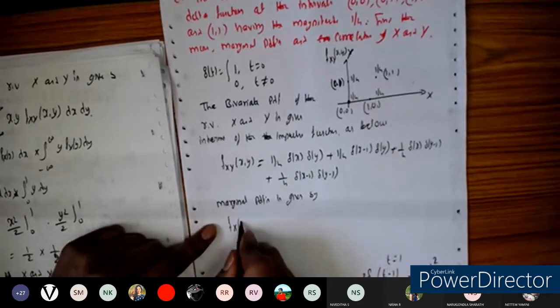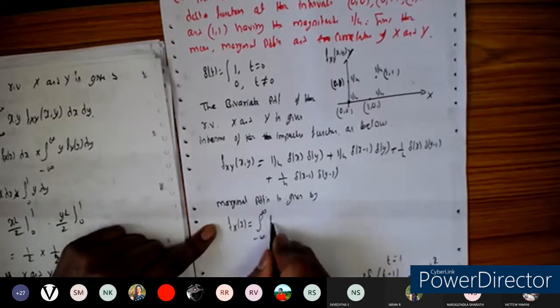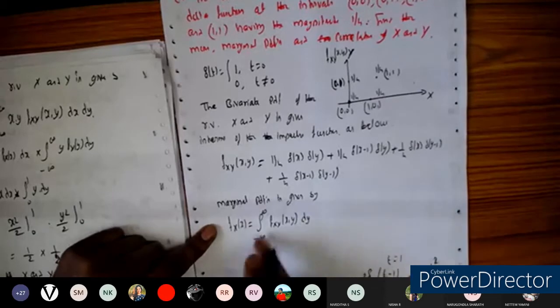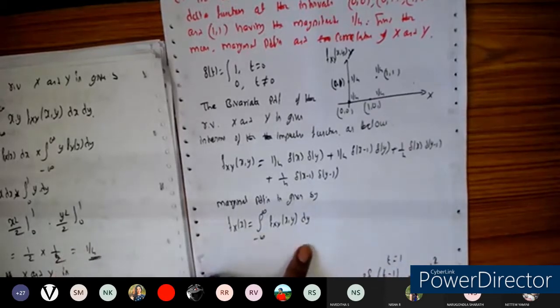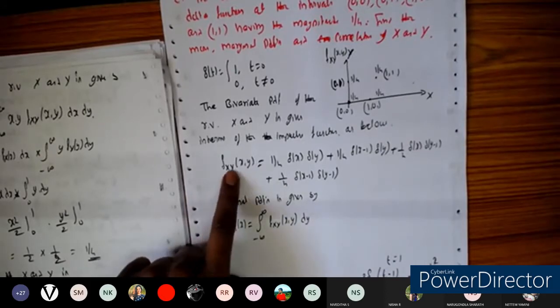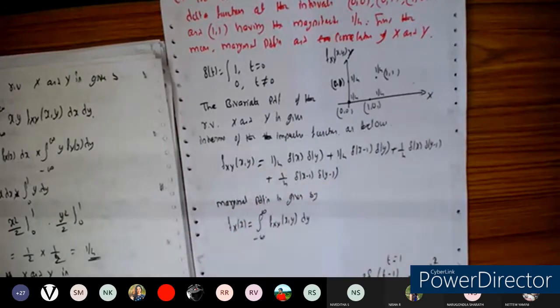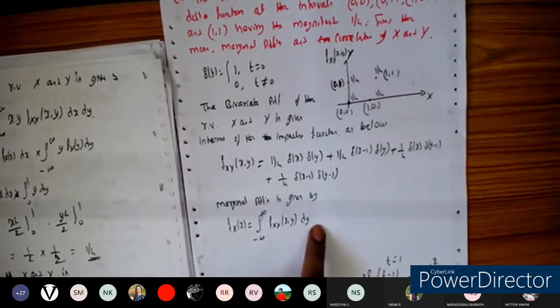That is fX of x, which we need to find out here. This is obtained by integrating the bivariate PDF fXY of x comma y with respect to dy. If you integrate this with respect to dy, you get the marginal PDF fX of x. So substitute fXY of x comma y here and integrate with respect to y, and we will get the marginal PDF. Let us substitute and integrate here.